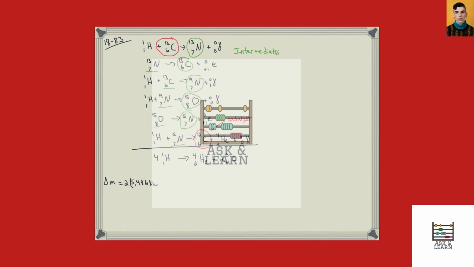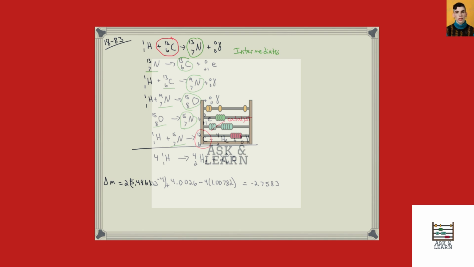Then for part C, it wants us to calculate the energy that is released per mole of hydrogen nuclei that's involved in the overall reaction. Then they give us the masses associated with just the proton and the helium nucleus. First thing that we need to do is calculate the mass defect.